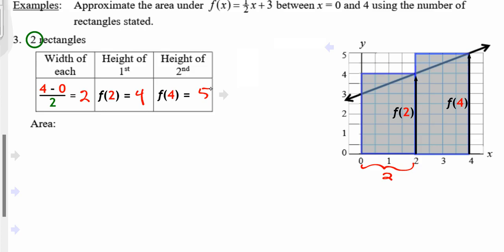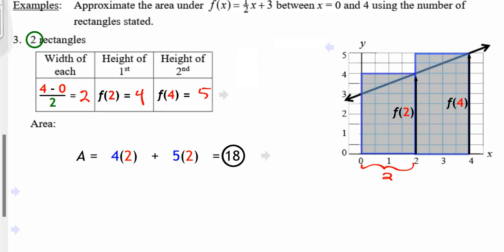Now we're going to calculate. To find the area, I'm going to do the height times the width, plus the height times the width, adding my 2 rectangles: 18. How close are we? We're 2 off, because we know the area is exactly 16.